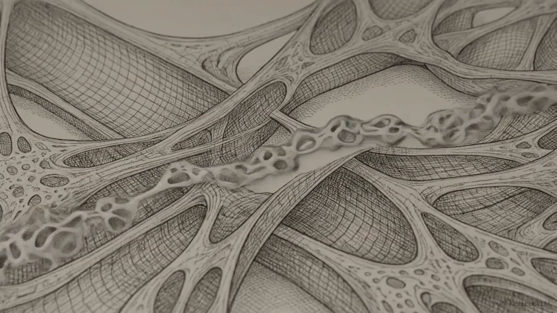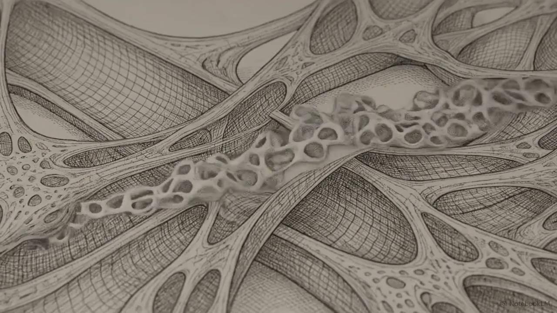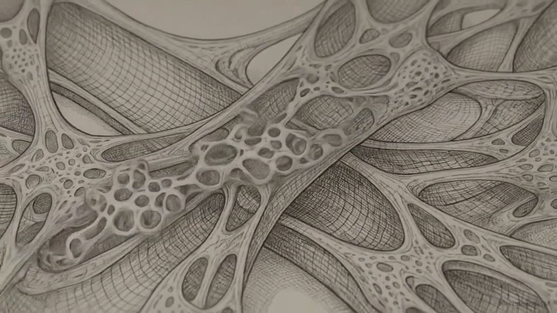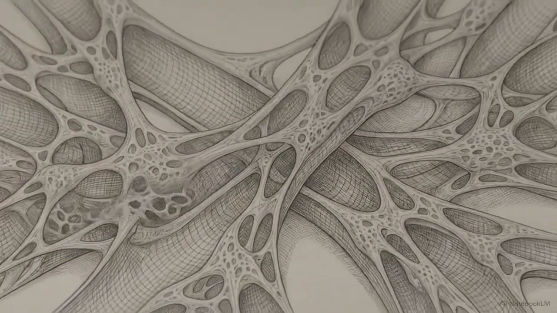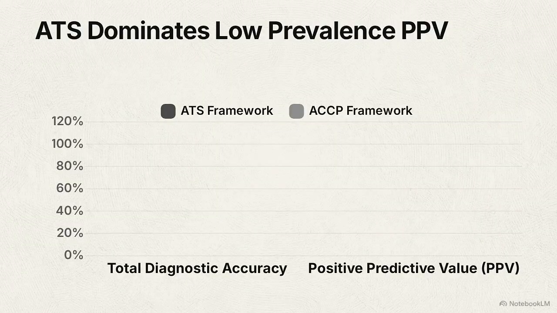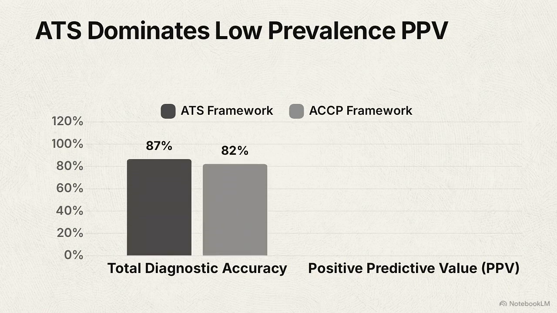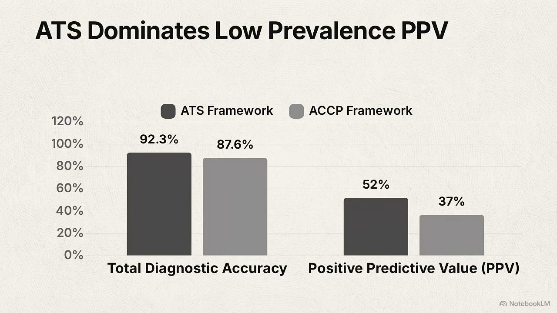Diagnostic accuracy is subject to prevalence dependency. Performance metrics shift based on the underlying concentration of the disease in the scanned population. This visualization maps a low prevalence environment. At 10% prevalence, it represents the statistical reality of many U.S. interstitial lung disease centers. In this 10% environment, ATS classification outperforms ACCP, returning a total diagnostic accuracy of 92.3% against ACCP's 87.6%. The gap is most evident in the positive predictive value, or PPV.